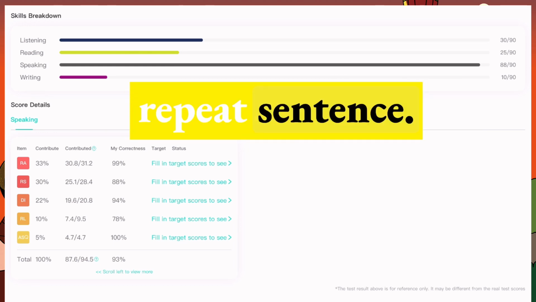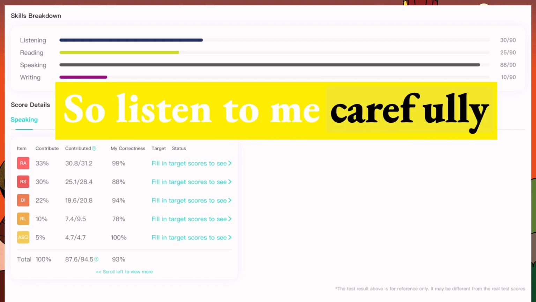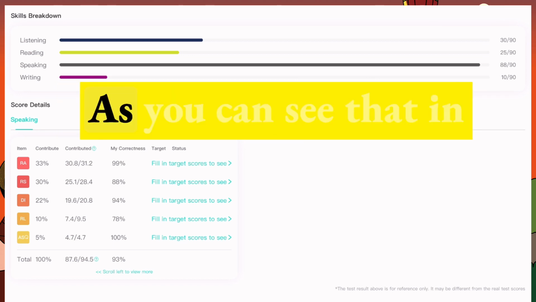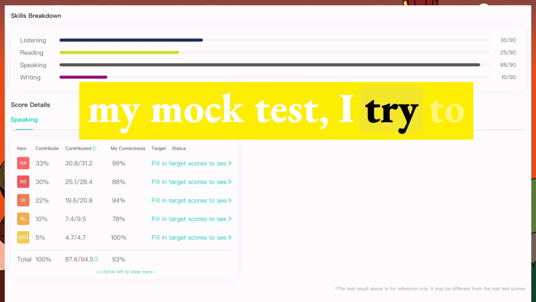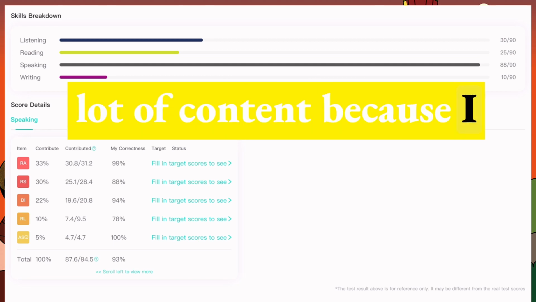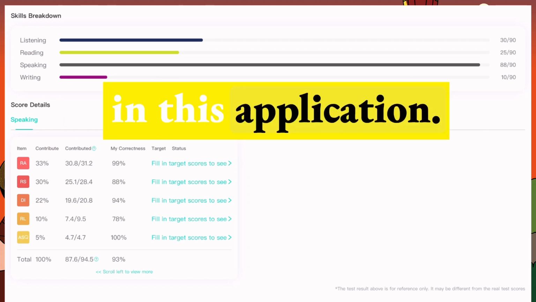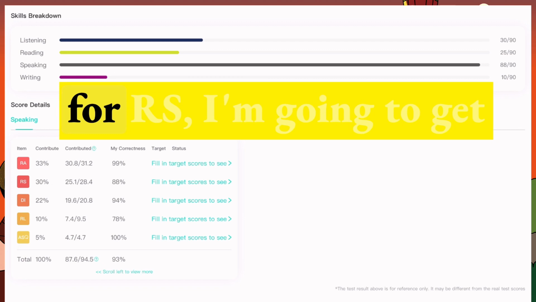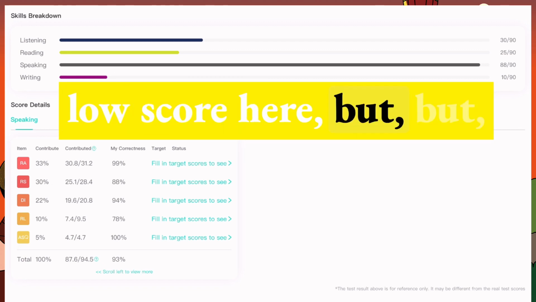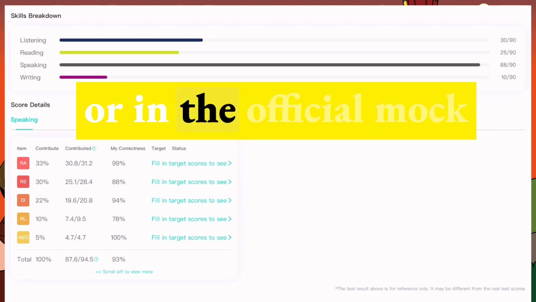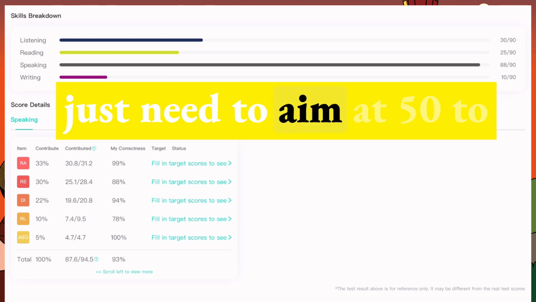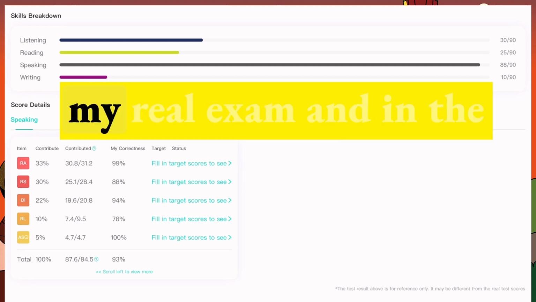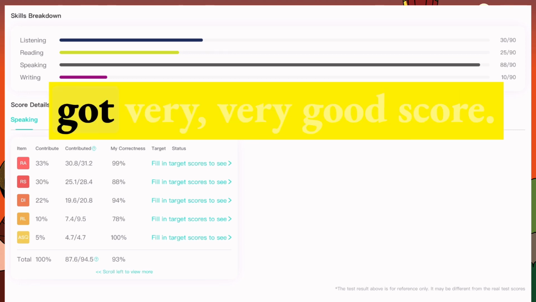Now move on to repeat sentence. This is very important, so listen to me carefully. For the real test and the Apeuni algorithm, the system, they are totally different. As you can see in my mock test, I try to speak a lot of content, because I know that in apeuni.com, in this application, if I speak less content, let's say 50 to 60% of the content for repeat sentence, I'm going to get a low score here. But in your real exam or in the official mock test from Pearson, you just need to aim at 50 to 60% of content. It's more than enough, because I did that in my real exam and in the official mock test, and I got a very, very good score.